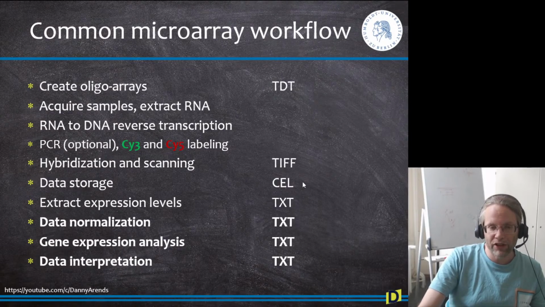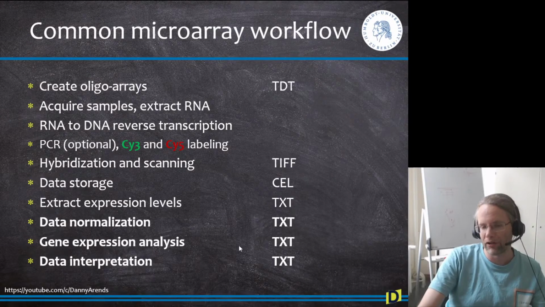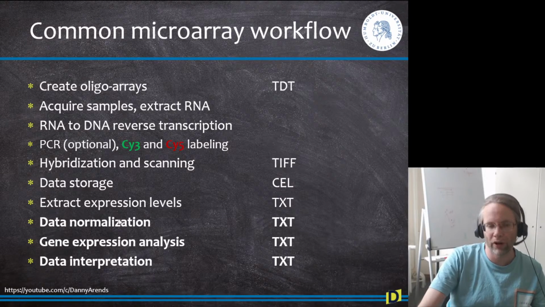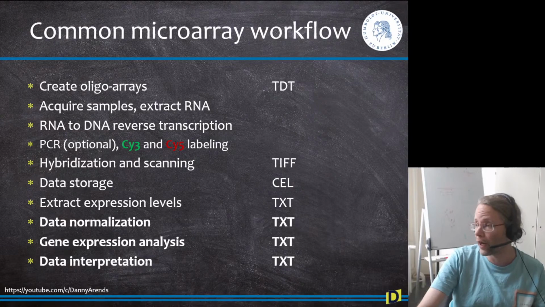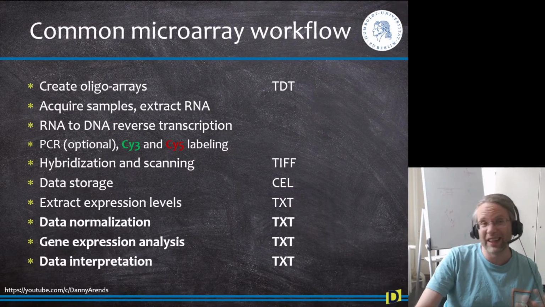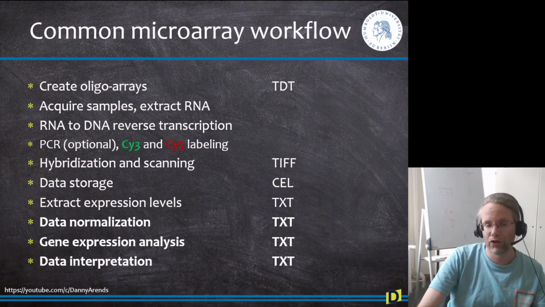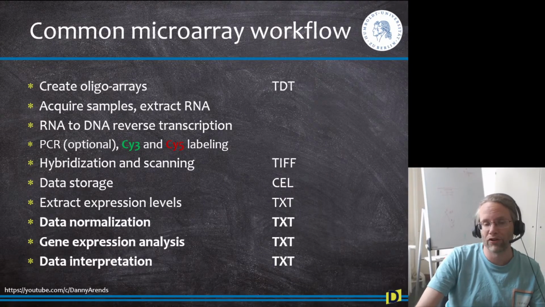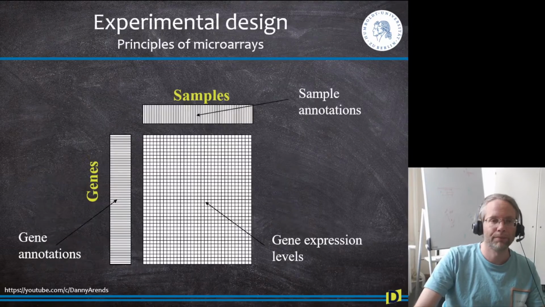So after we get the CEL file, then we extract the expression levels using TXT. Then we do data normalization. Again, we end up with just a basic TXT file, and then we do gene expression analysis and data interpretation. I want to talk about data normalization and gene expression analysis, because those are the two things where I think we start using statistics, right? Normalization is a statistical technique, just like differential expression analysis is a statistical technique.